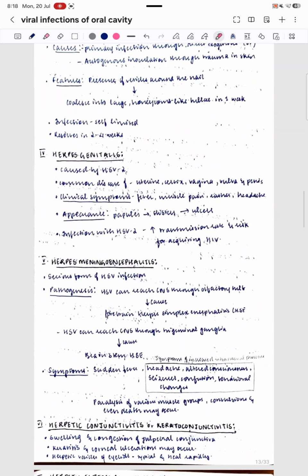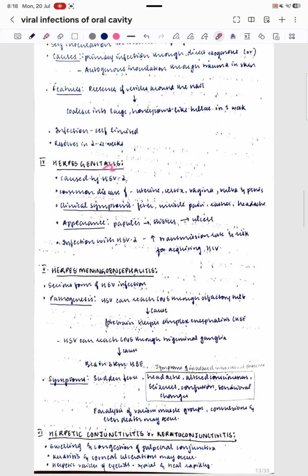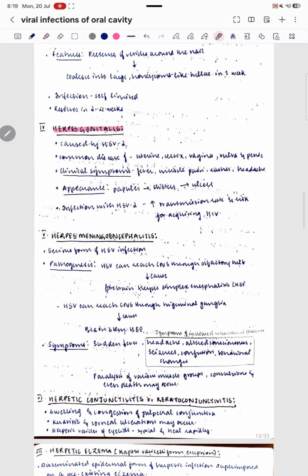Okay, so let us complete. Coming to herpes genitalis, this is the herpes which affects the genitals. It is caused by HSV2. It is common in diseases of the uterine cervix, vagina, vulva and penis. Now what is herpes genitalis? It is caused by HSV2.